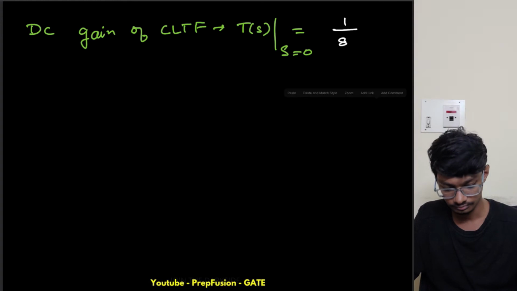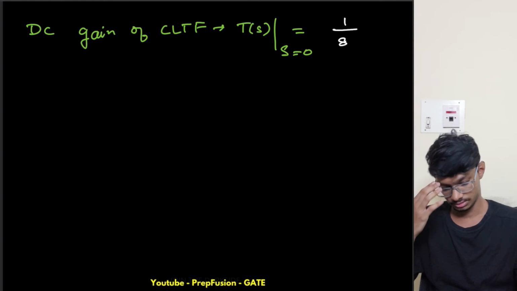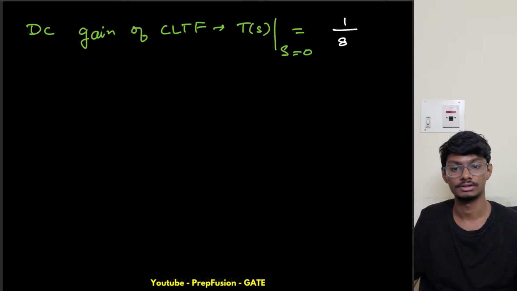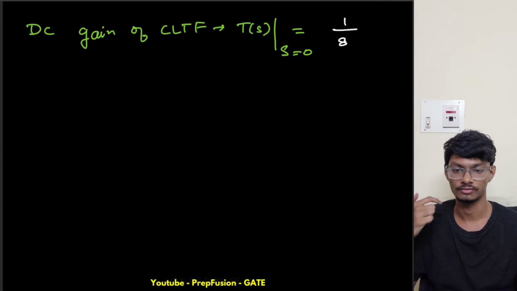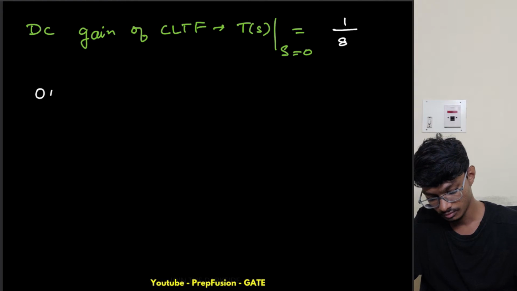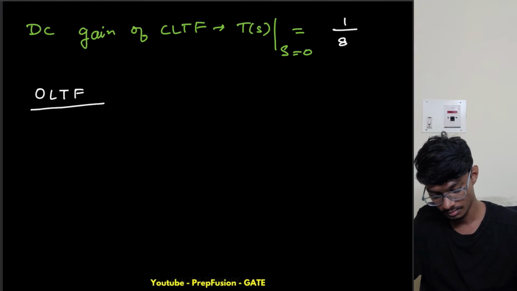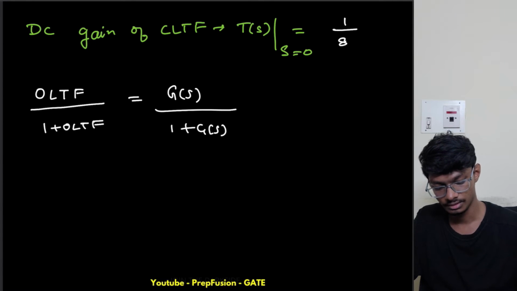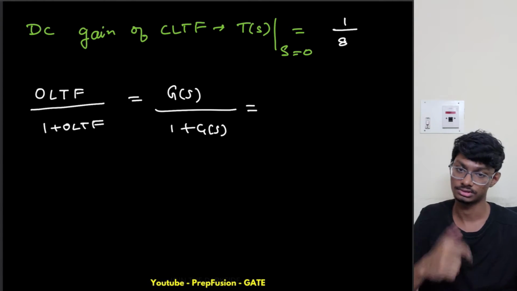1 over 8, okay. Now, this is the closed loop transfer function. We need to find the DC gain of the open loop transfer function. For that, we need to find the OLTF, okay. So what do you know? OLTF by 1 plus OLTF, this is unity feedback, right? Is G of S by 1 plus G of S simply. This is the closed loop transfer function.